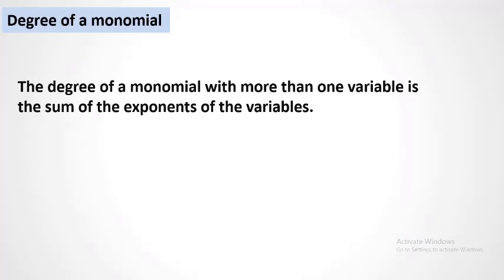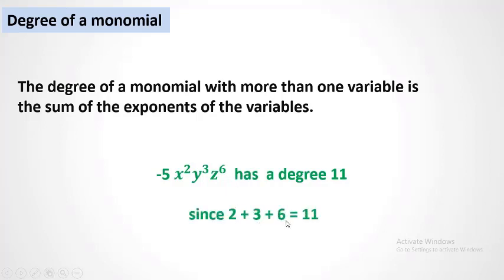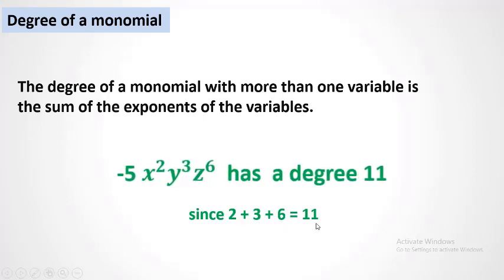The degree of a monomial with more than one variable is the sum of the exponents of the variables. For example, minus 5, x power 2, y power 3, and z power 6 has a degree 11. Since the degree of the whole monomial is equal to the sum of the exponents of the variables, 2 plus 3 plus 6 is equal to 11. Then the degree of this monomial is 11.